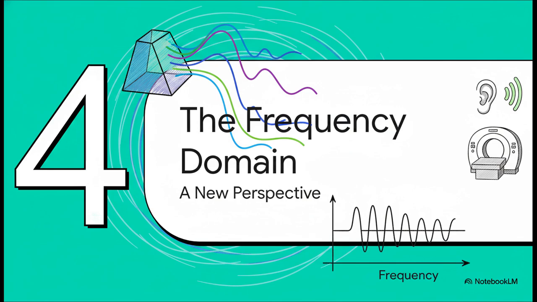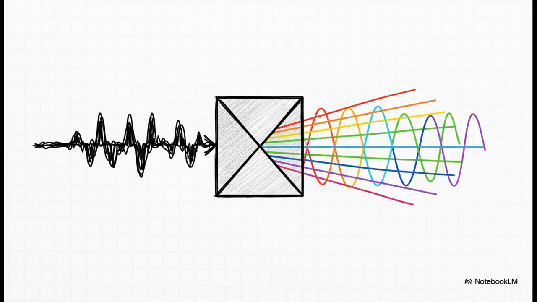The big idea was to completely change perspective, to stop looking at a signal as this one complex thing changing over time, and instead to see it through a totally new lens, a new perspective called the frequency domain. The magic wand for this is something called the Fourier transform, and the best way to think about it is like a prism. You know how a prism takes a single beam of white light, which looks kind of boring and complex, and splits it into a beautiful, simple rainbow? The Fourier transform does the exact same thing for signals.